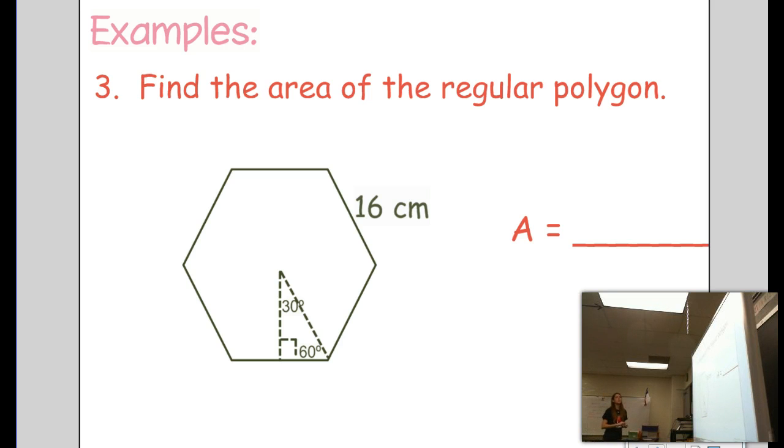Here's what I would do first. I would say that this is 8. That's how I would start. Where did I get 8? 16 cut in half, because the side is 16 and I just bisected it. So that's where I would start, guys. The side of that triangle is 8. Work your way around.